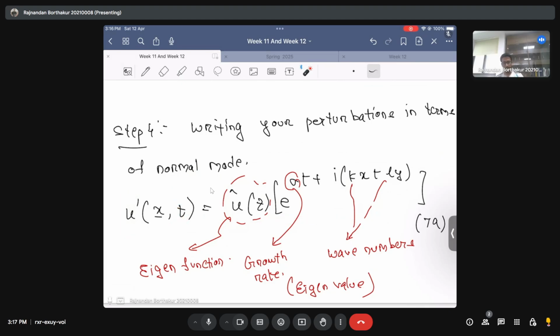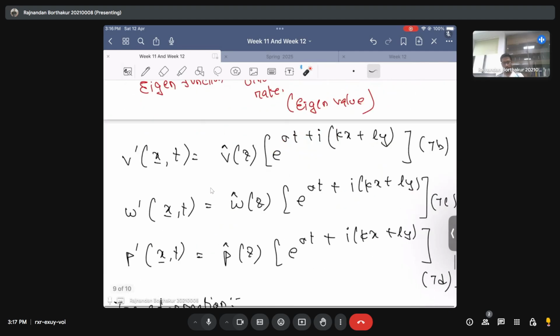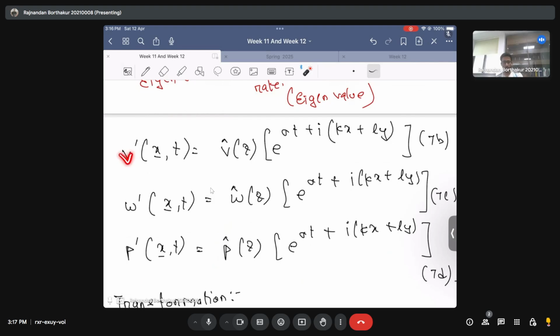Okay, where we say that this sigma, which we call the eigenvalue, is the term which dictates whether the perturbations will grow with time or decay with time. I would say this term sigma controls the growth rate of the perturbations. Okay, this is something that we also discussed in the last class. So that's it. Then we also wrote the other velocity components, for instance the y velocity component and the z velocity component, in terms of its normal mode, and also pressure.